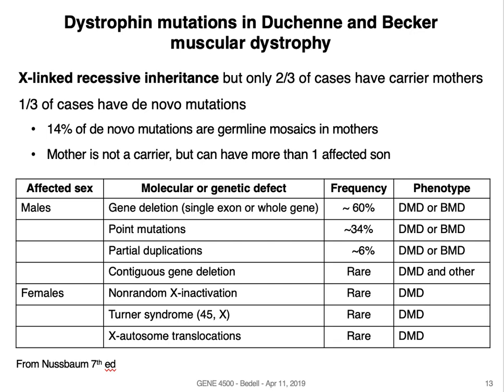Well, the only way to explain, and I don't know if they can prove it, a mom that's not a carrier but having more than one infected son is that the mutation actually took place early enough in her embryonic germ cells that there are multiple oocytes that have exactly the same mutation. Really unlucky, right? But it can happen.